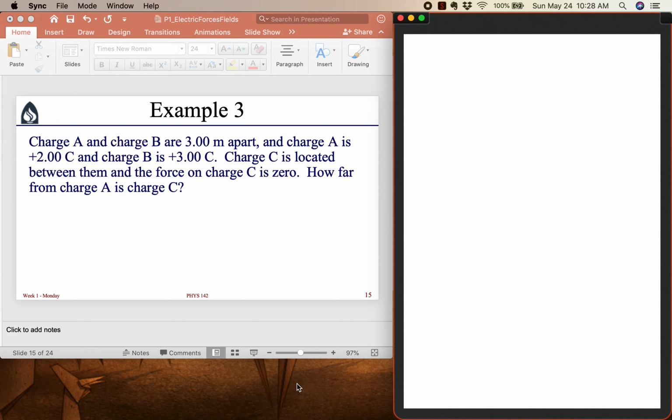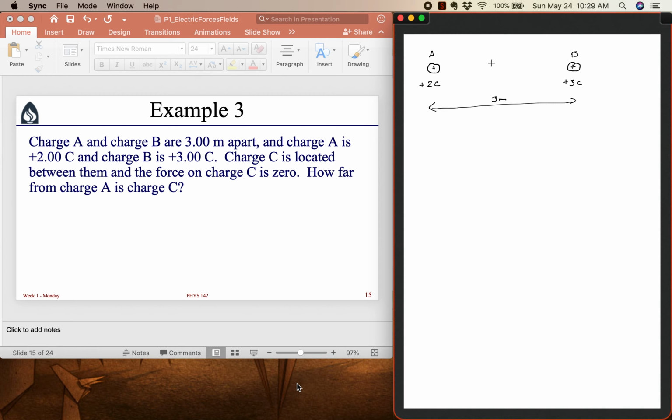So let's first draw out where these charges are and the amounts of charge that they have. First off, we have charge A. Charge A is positive and has a charge of positive 2 coulombs. Then we also have charge B, and charge B is likewise positive. It has a charge of positive 3 coulombs. And charge A and charge B are located a distance apart from each other equal to 3 meters.